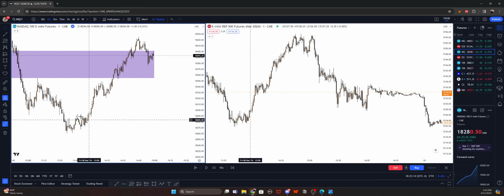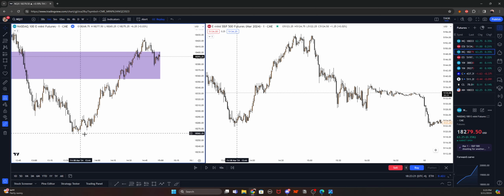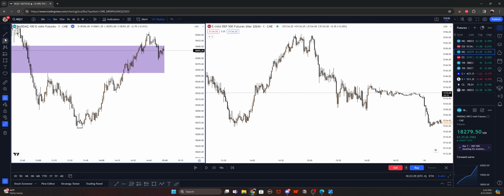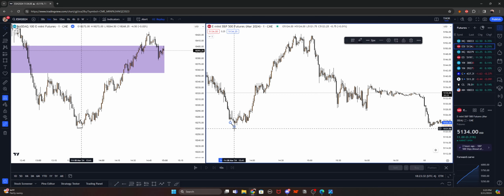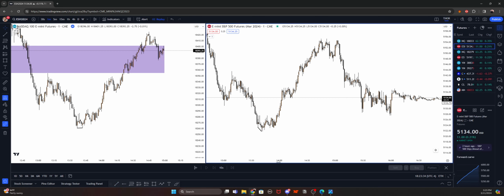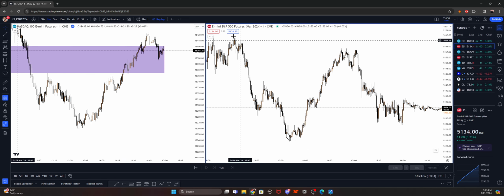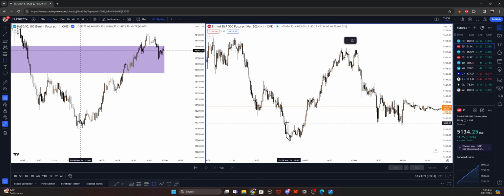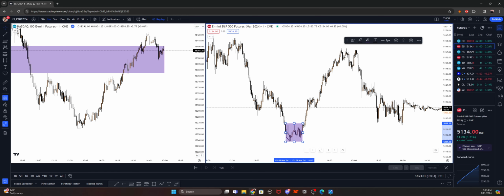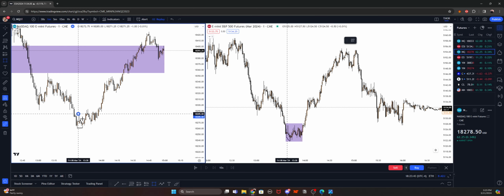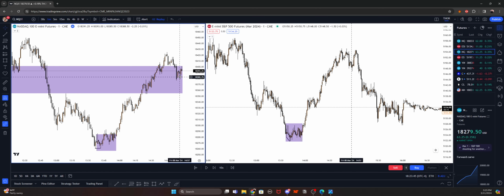If you look at this pullback, this is the pullback on the hourly chart, but we're looking at it from the perspective of the 1 minute time frame. If you look at the lows there, Nasdaq is making a higher low, ES is making a lower low. That is your smart money reversal. Once it's there, you look at the original consolidations. SMT is there. Okay, now you have a buy model.